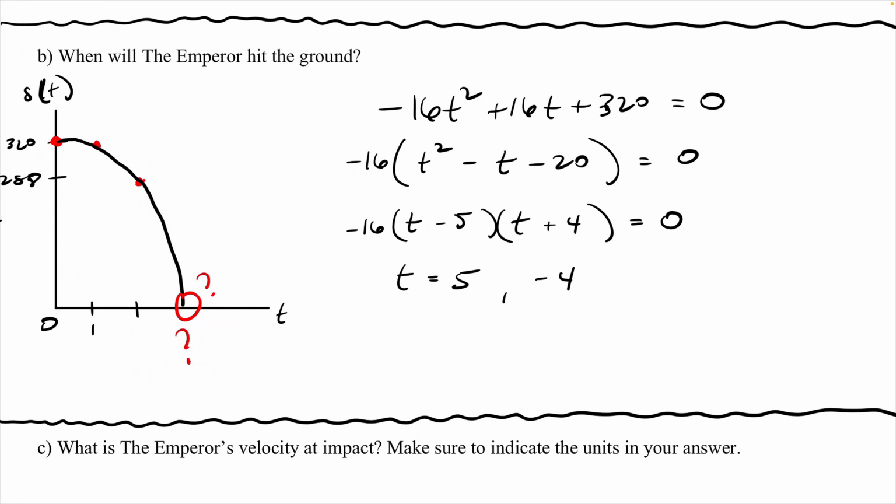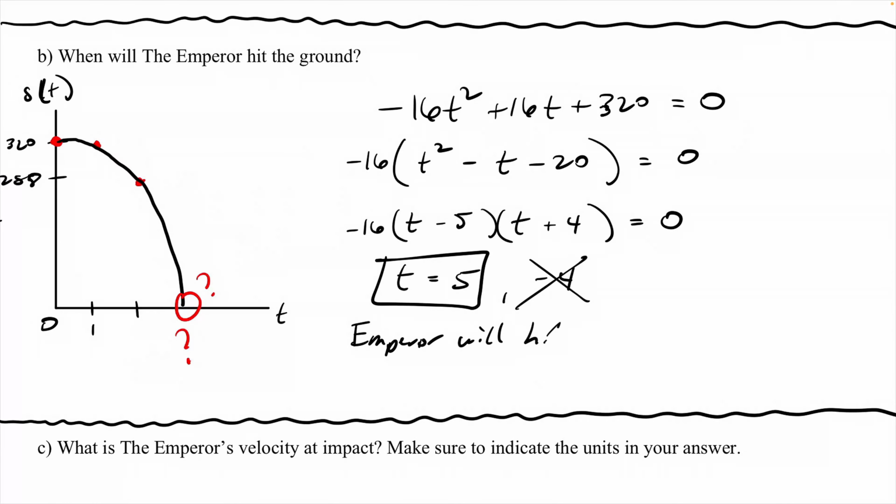So when is he going to hit the ground? Time is 5. After 5 seconds. Not negative 4, because we can't go back in time. So the emperor will hit the ground at 5 seconds.